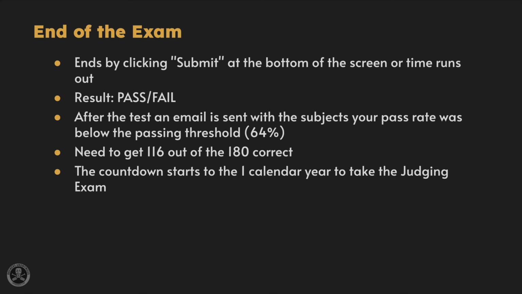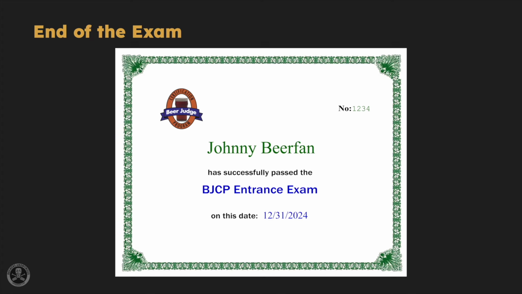Once you do pass this exam, there's another countdown starting, and that is in 1 calendar year, you need to take your judging exam. When you do pass, you will be emailed a certificate that looks much like the one on the screen right now. In that email is also going to be a link to re-download another copy of this. Save all of that. Print out a copy of this, save it, save that email, and bookmark that link, because you're going to need to provide this to the exam coordinator of the judging exam.